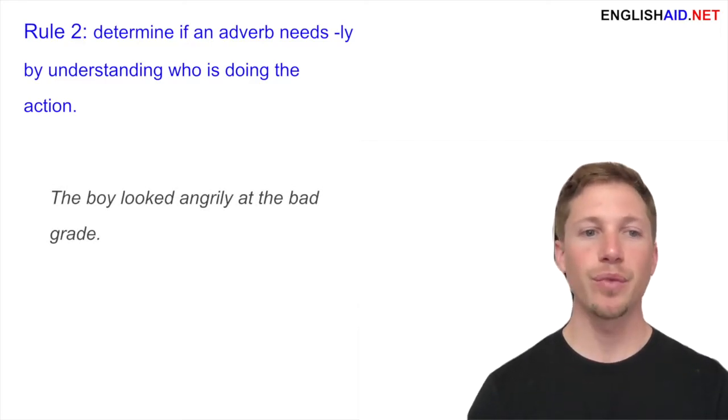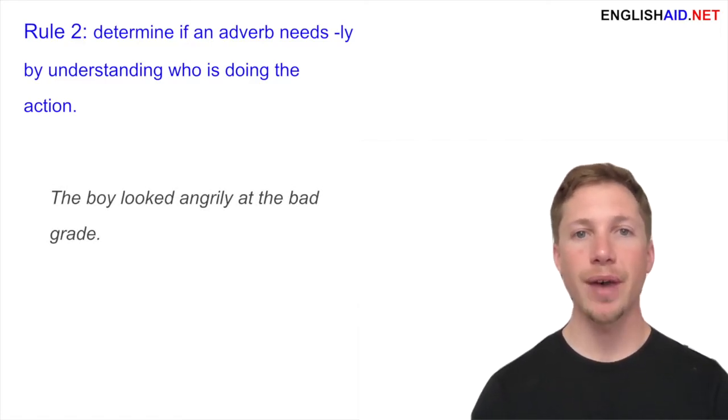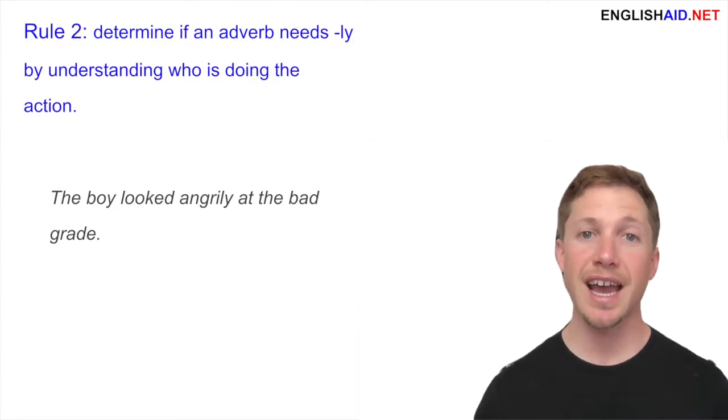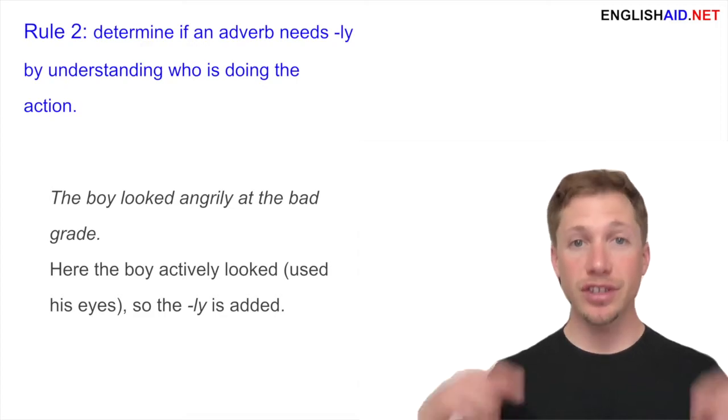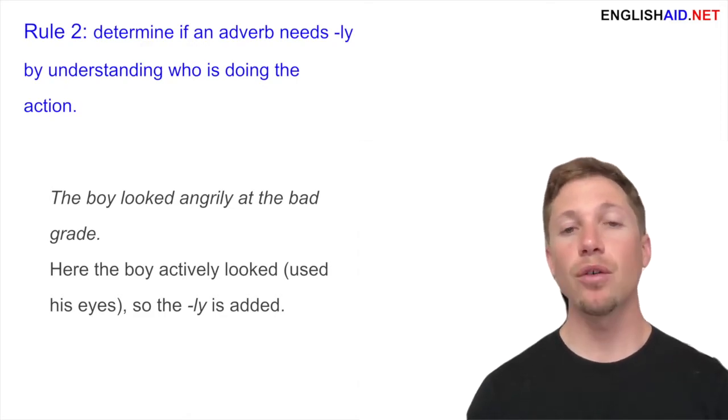Here's another example. The boy looked angrily at the bad grade. Now again, who's doing the action? Here the boy actively looked, used his own eyes, so the ly is added.